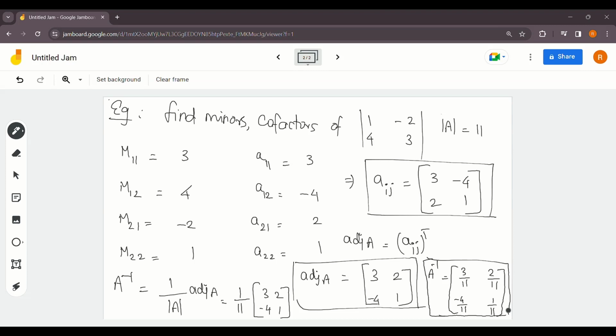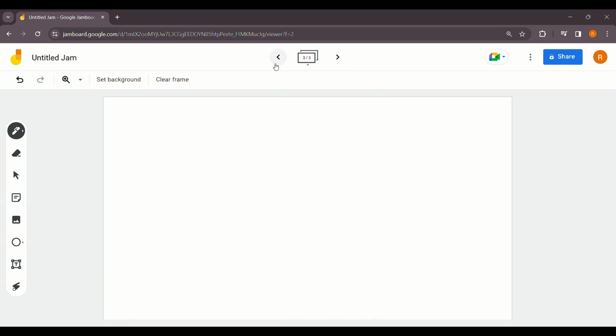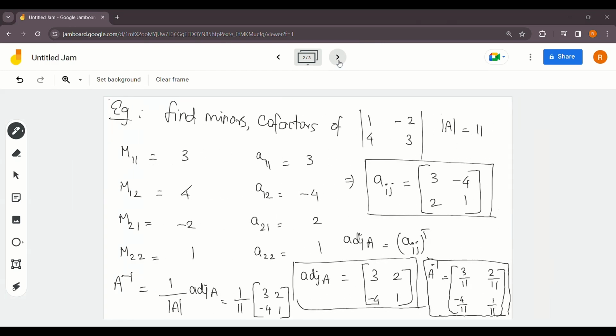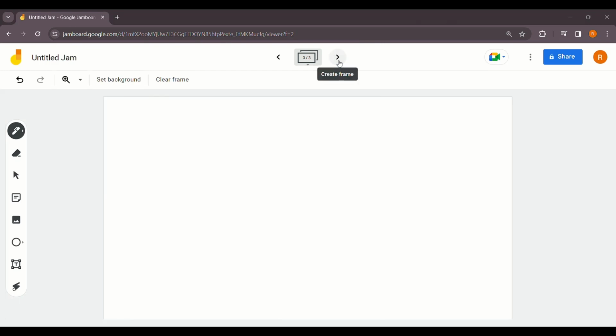First of all, for inverse, I forgot to tell you one thing. For inverse to exist, I'll write it on the previous page itself, because on the previous page I haven't written the formula. So A inverse, I'll write the formula once again, and then I'll explain it to you. A inverse is 1 by determinant of A into adjoint of A.